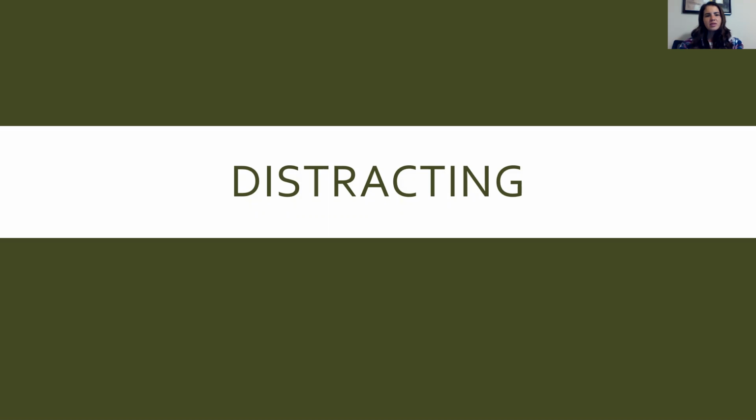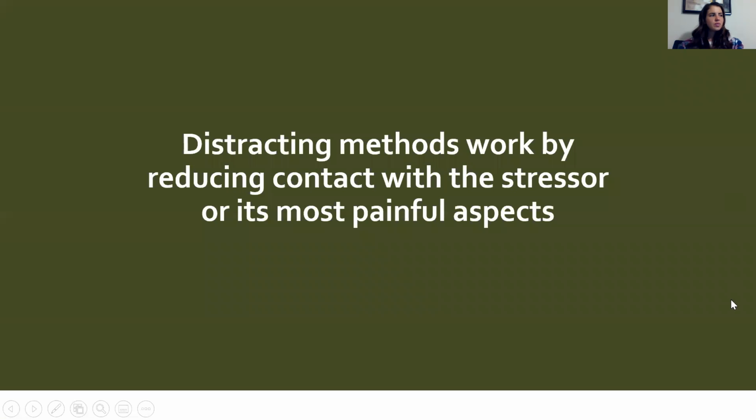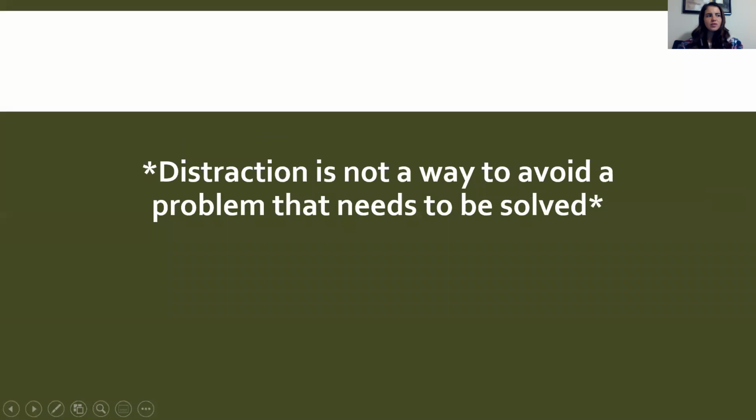So today we're going to talk about 2 distress tolerance skills. We're going to start with distracting. Distracting methods work by reducing contact with the stressor or its most painful aspects. When you're in a crisis situation, distraction can help you avoid dangerous behaviors, but it can also be overly used.